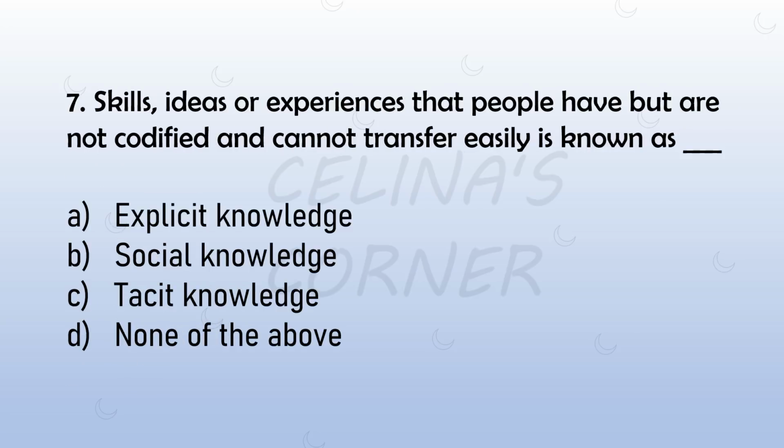Question 7. Skills, ideas, or experiences that people have but are not codified and cannot transfer easily is known as dash. Now, knowledge is also of various types: social, physical knowledge, procedural knowledge, etc. But these two types of knowledge, that is explicit knowledge, option A, and tacit knowledge, option C, is something that we need to know in detail.